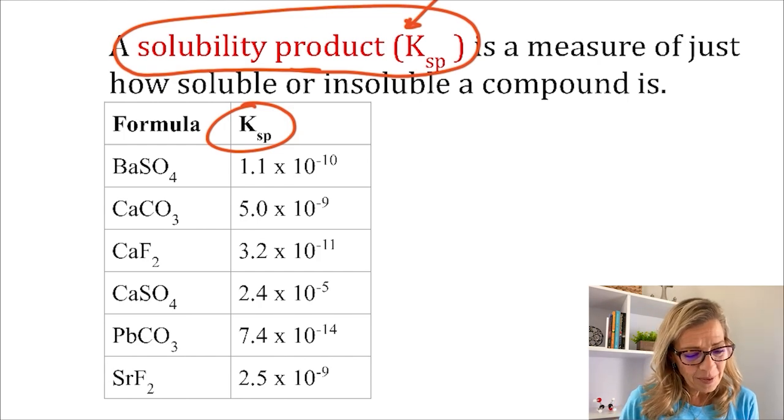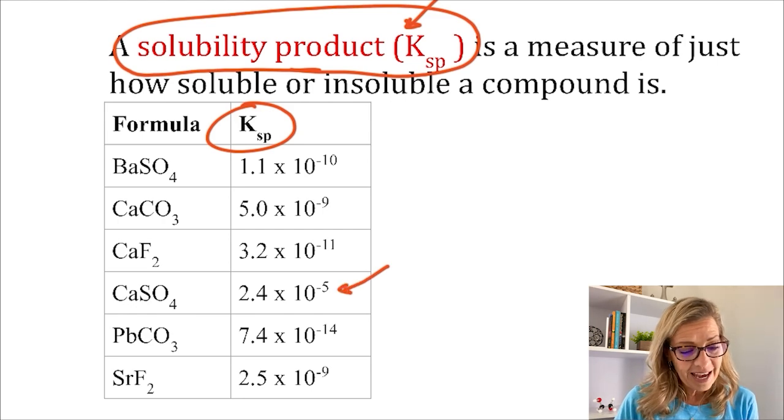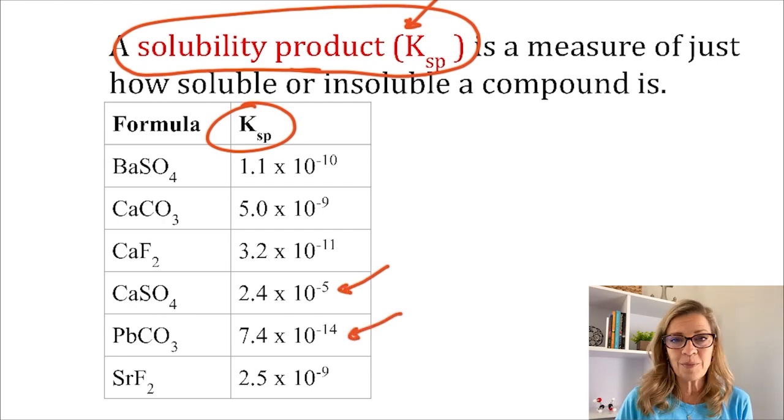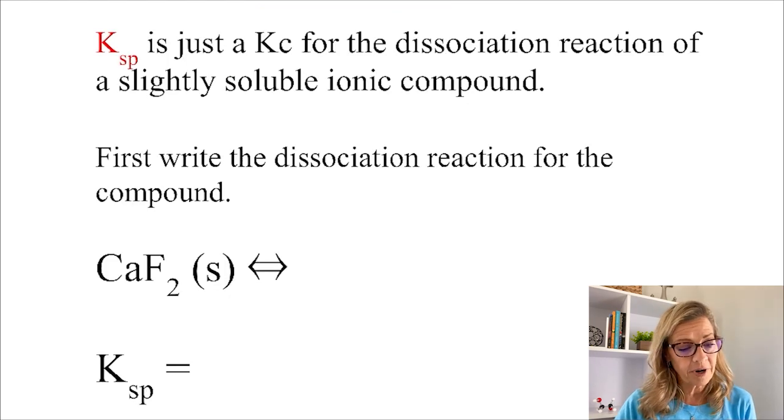So on this table, the most soluble of these would be the calcium sulfate, and then it looks like the lead carbonate would be very insoluble. And so the magnitude tells you relatively how soluble these things are. So let me show you where these come from.